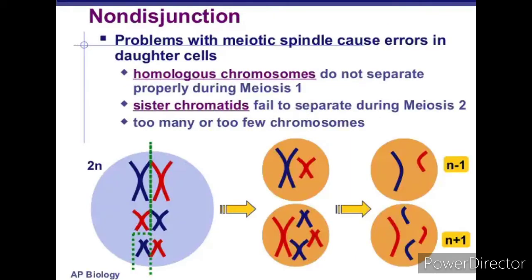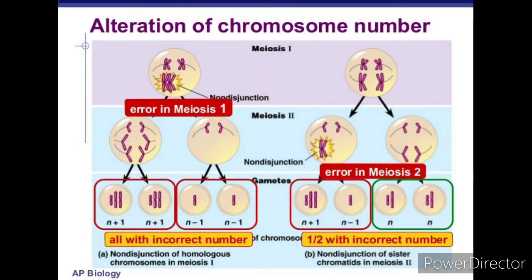Nondisjunction is caused by problems with the meiotic spindle, which cause errors in the daughter cells. So the homologous chromosomes do not separate properly during meiosis 1, while the sister chromatids fail to separate during meiosis 2, giving too many or too few chromosomes. This is the figure showing the alteration of chromosome number. At the left side, letter A is the nondisjunction of homologous chromosomes in meiosis 1, while on the right side, letter B is the nondisjunction of sister chromatids in meiosis 2.